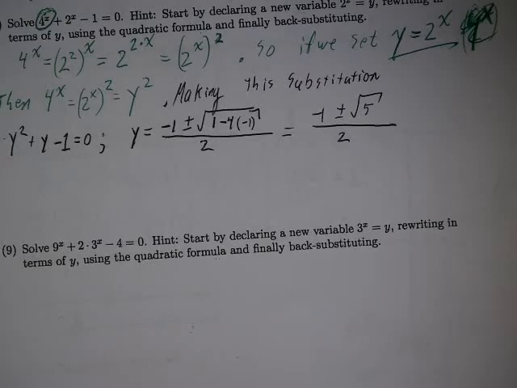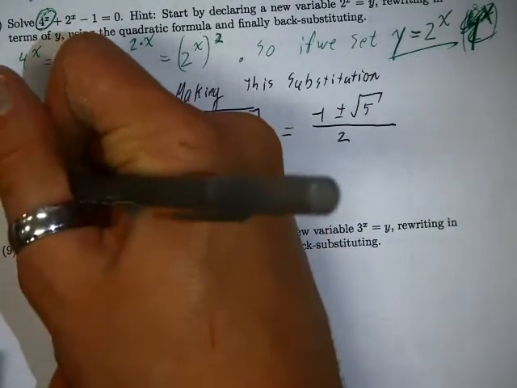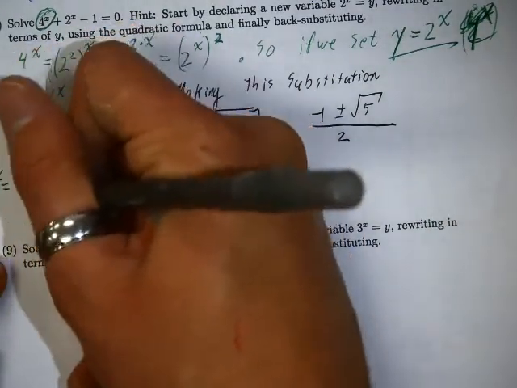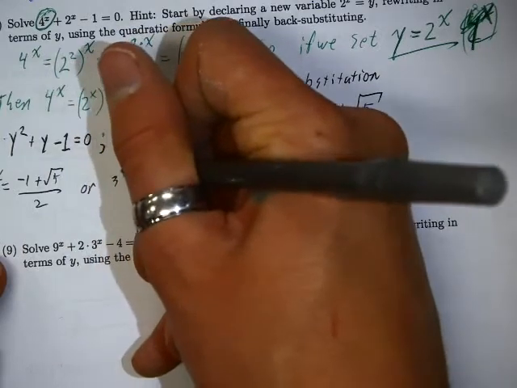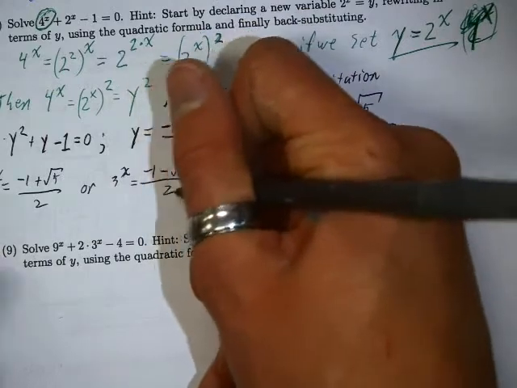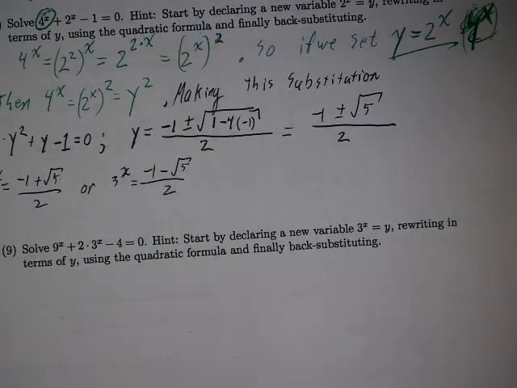Have we succeeded in solving this equation for x? Check the domain. Let's make a quick domain check before we even move on. Remember, y is 3 to the x. So that means 3 to the x is either negative 1 plus root 5 over 2, or 3 to the x is negative 1 minus root 5 over 2. What sort of numbers can appear as 3 to the x? Only positive numbers.